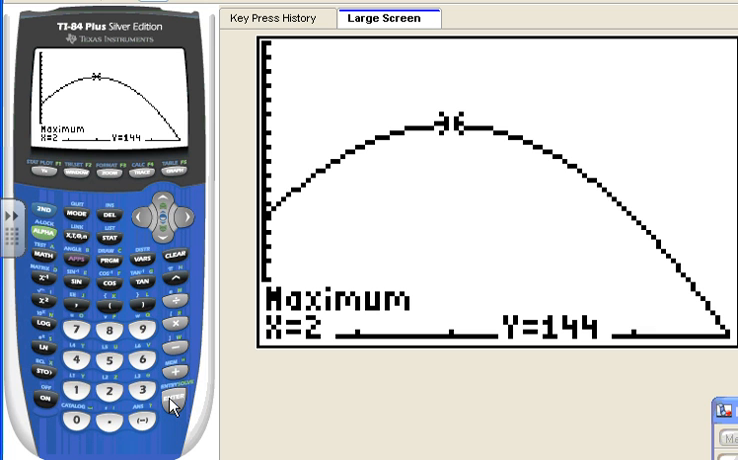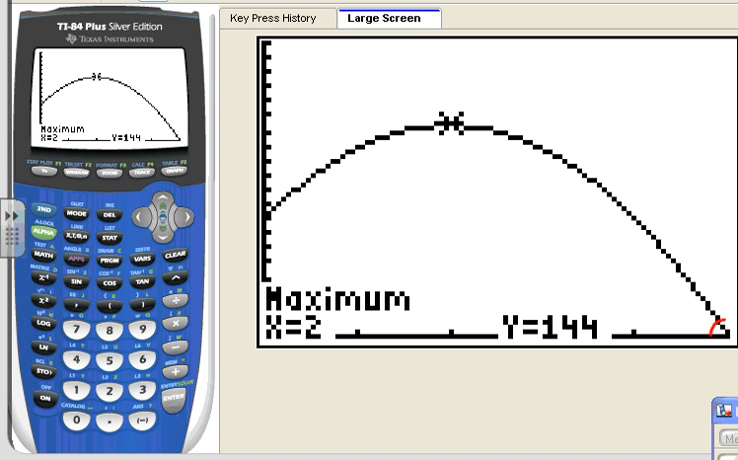And here it tells us that our maximum occurs at 2 seconds and the height is 144. Now the next problem is going to ask us to find the zero of our function, to find out when it hits the ground. So as long as we've got the graph up here, let's see if we can find that out. I notice on my graph that I'm way at the edge here when it's hitting the ground. So I'm going to change my scale, make it a little bit easier to see where that zero occurs.